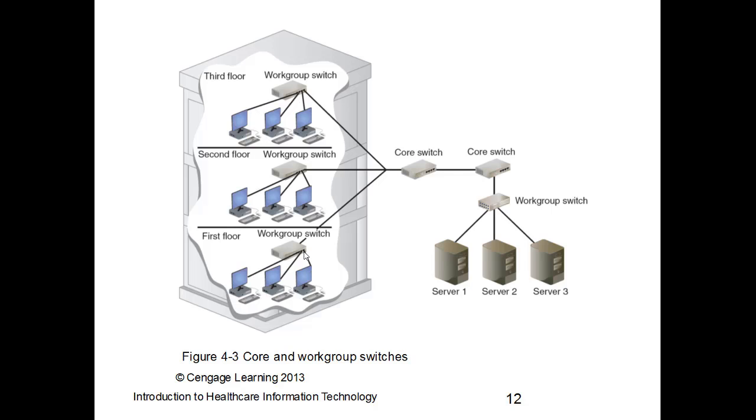Each floor has its own workgroup switch. These workgroup switches are connected to a core switch, and that's connected to another core switch, which is connected to a workgroup switch. And from there, that workload is divided in between 3 different servers.